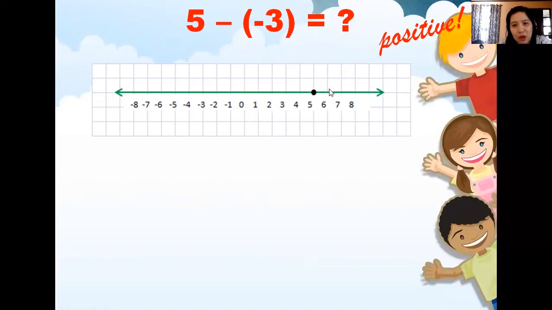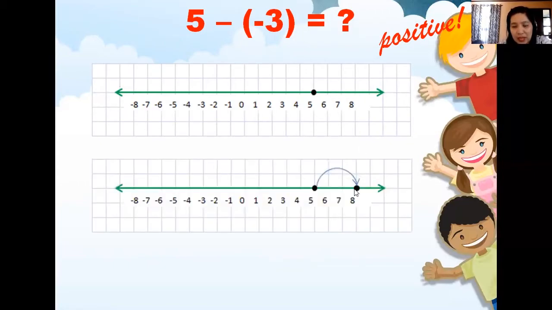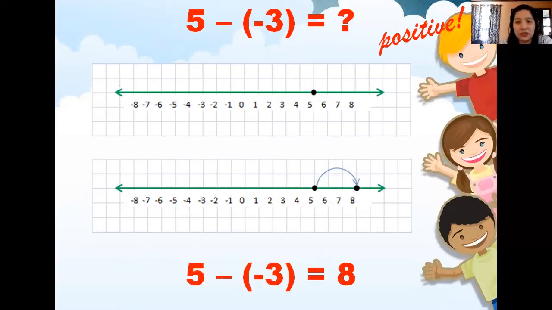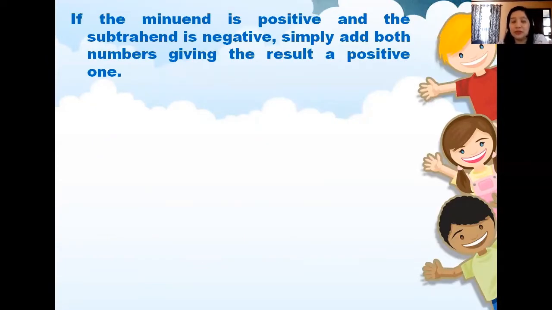So this will be 1, 2, 3, and that will be at point 0.8. What is 5 minus negative 3? This is equal to 8. Okay? What's now the MATHalino rule?